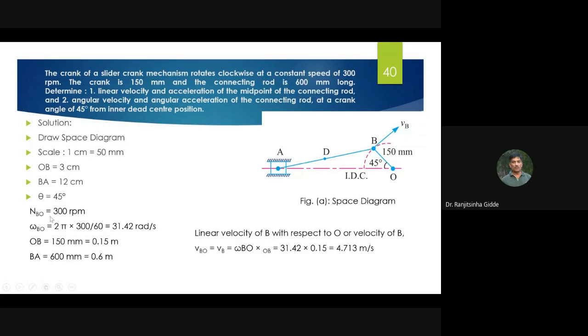So from this, you can calculate the angular velocity using the formula omega BO is equal to 2 pi N divided by 60. So we'll get this answer.